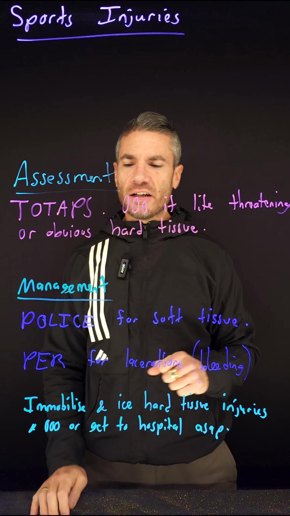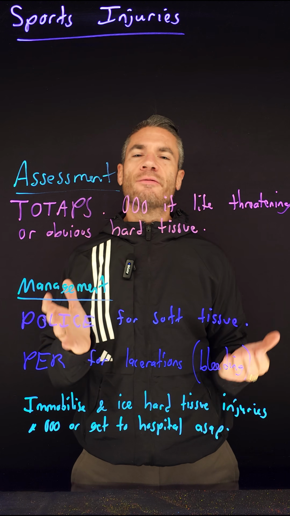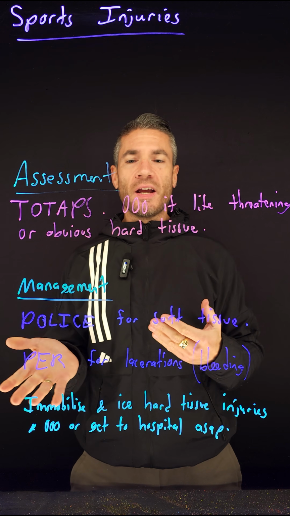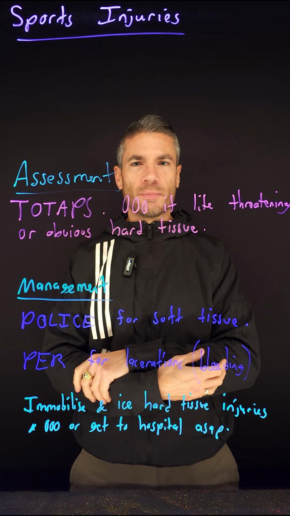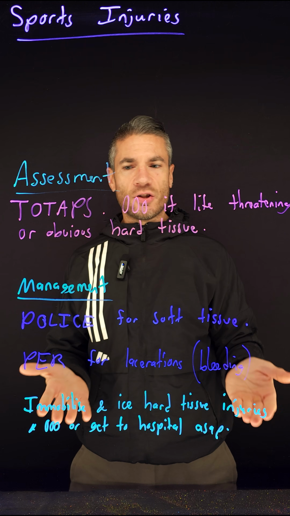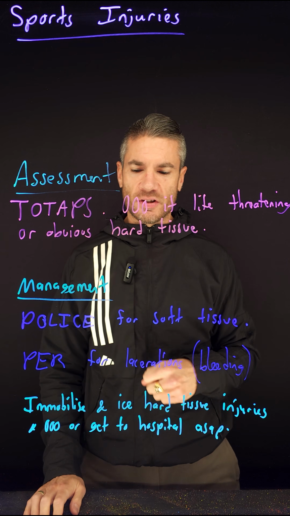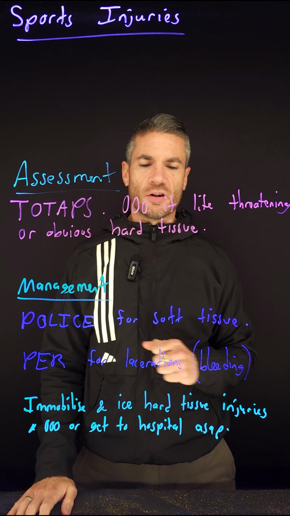How do we manage our injuries? Well, we're going to use the POLICE method for a soft tissue injury, which replaces the old RICER method. We'll use PER for lacerations to stop the bleeding. Or if it's a hard tissue injury, we're going to immobilize it, apply ice if it doesn't cause too much pain or discomfort, and 000 or get them to hospital ASAP.